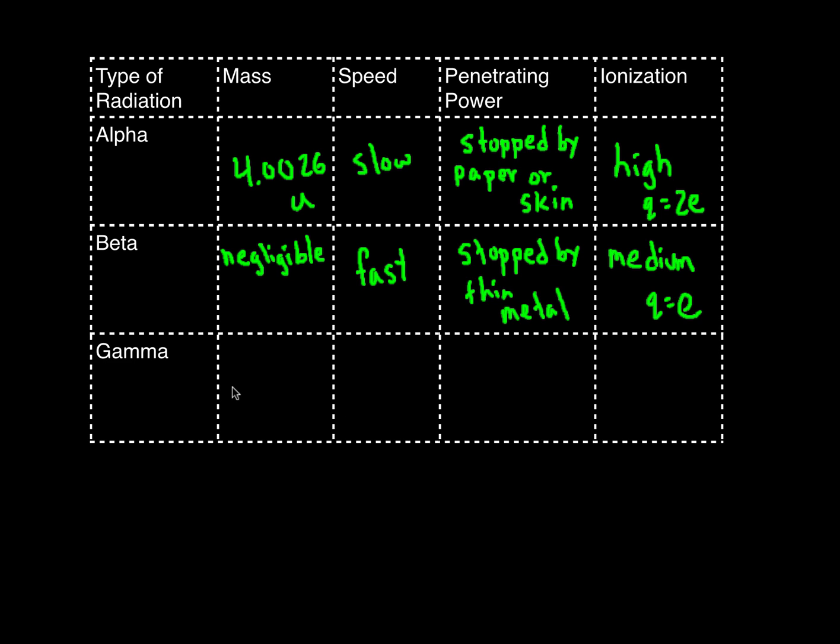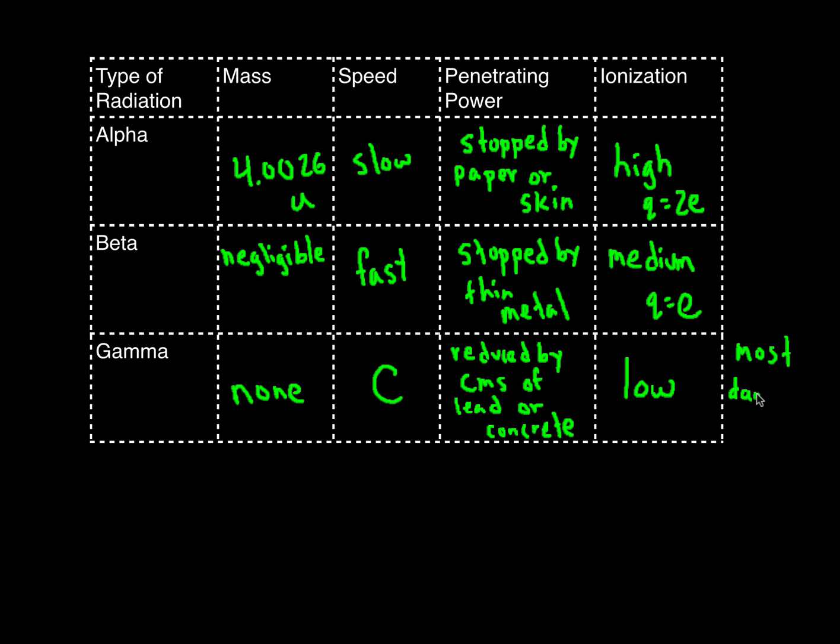Gamma radiation has no mass because it's photons, and photons have no mass. They travel very, very fast, however, at the speed of light. Because they travel so fast and have no mass, they have high penetration power. You have to be protected by several centimeters of lead or concrete to block gamma radiation. Gamma radiation has very low ionization ability. However, because it has such high penetrating power, gamma radiation is the most dangerous.